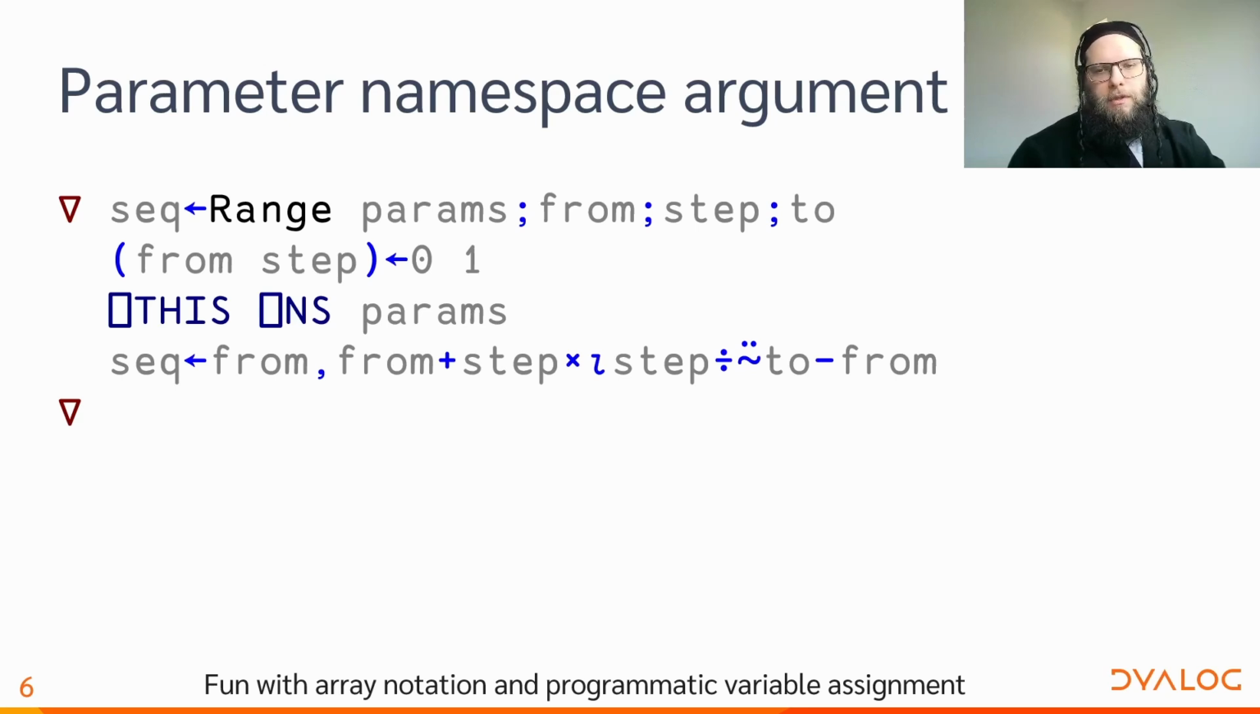So if the user doesn't specify a variable inside this parameter namespace with the name to, then we'll get a value error, which we could then, of course, trap and give an error message and so on. But let's not worry about that here. That's trivial.